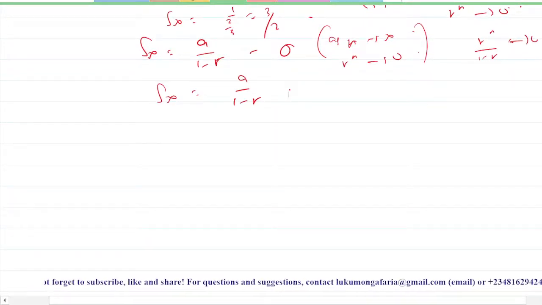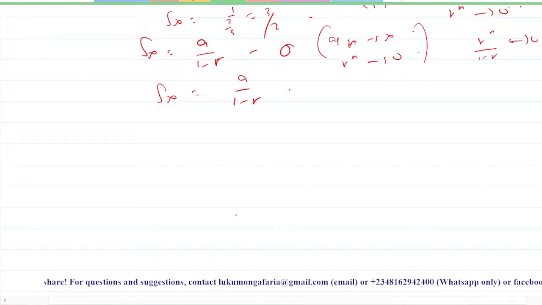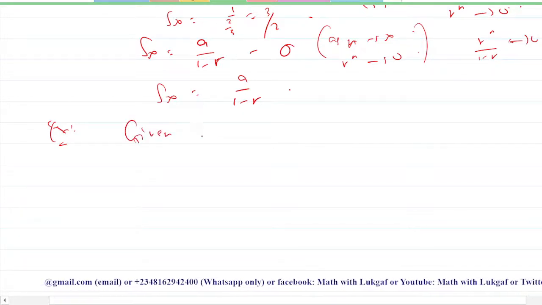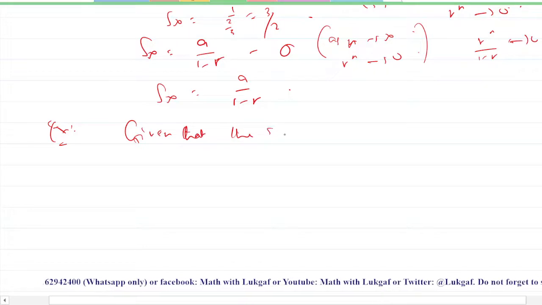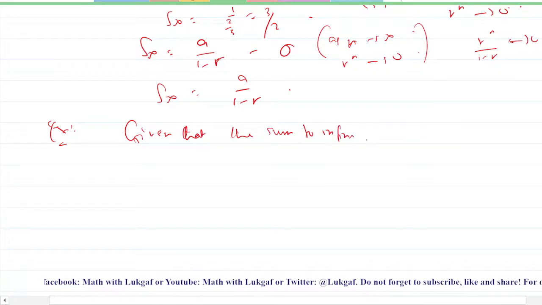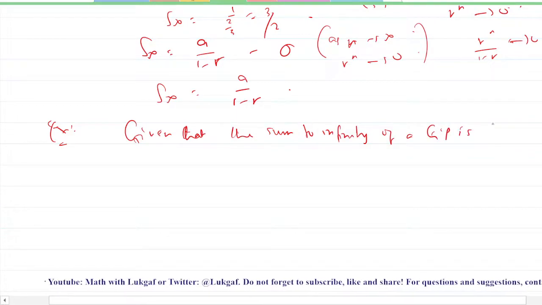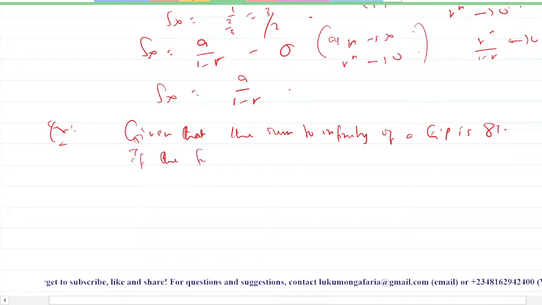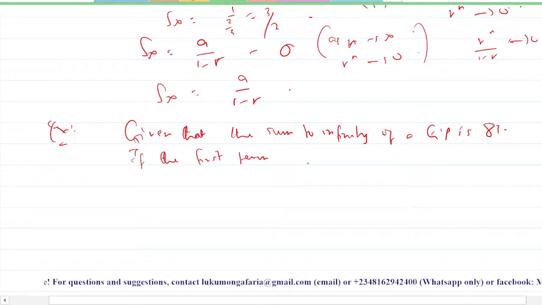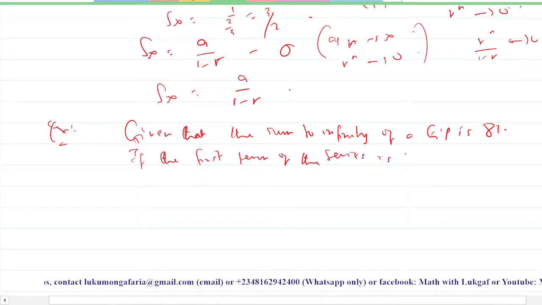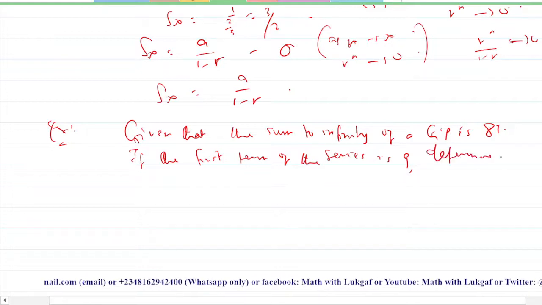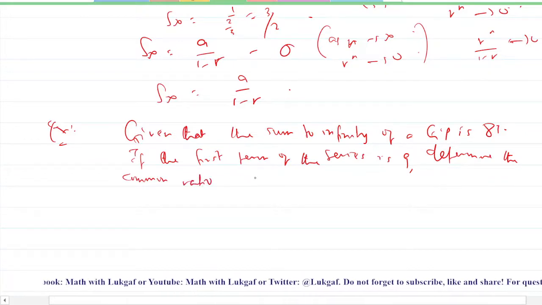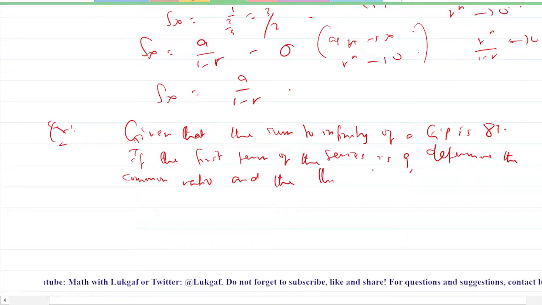Let me give you an example to back it up. Example. Given that the sum to infinity of a GP is 81. The sum to infinity is 81. If the first term of the series is 9, then we are asked to find the common ratio. Determine the common ratio and the third term.